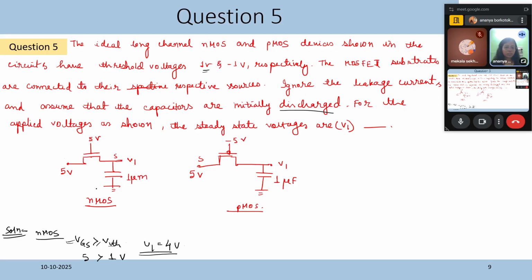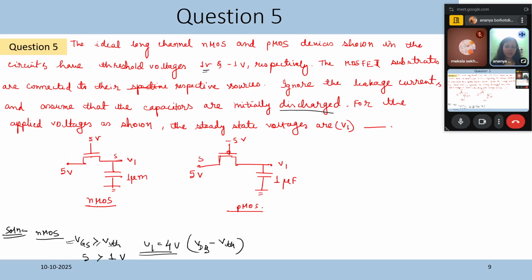So in case of NMOS, if you must have studied about the pass transistor concept. When we use NMOS as a pass transistor, whatever load you connect to the source terminal, the maximum voltage you can get is whatever VDD is applied, minus the threshold voltage. This is the maximum voltage we can get, because beyond this point our NMOS will turn off.